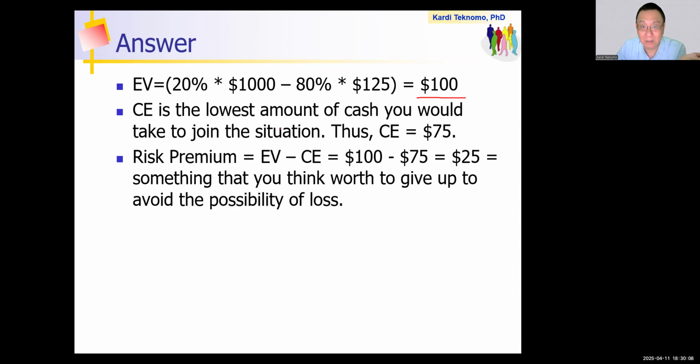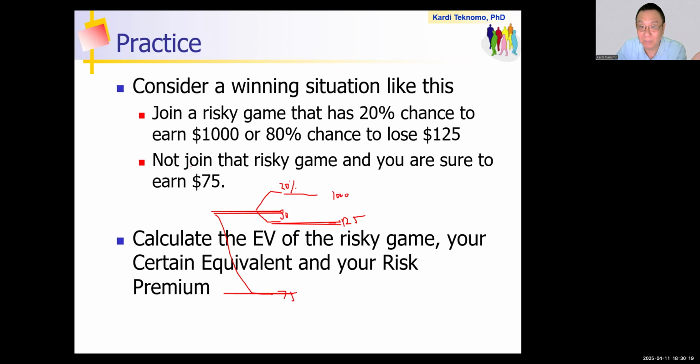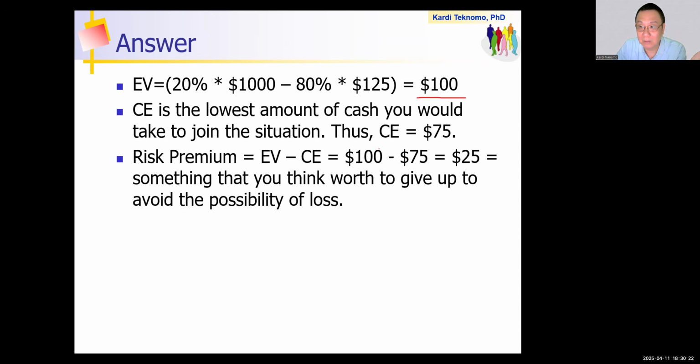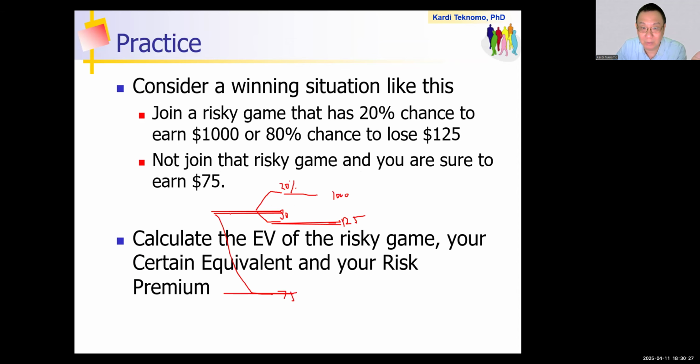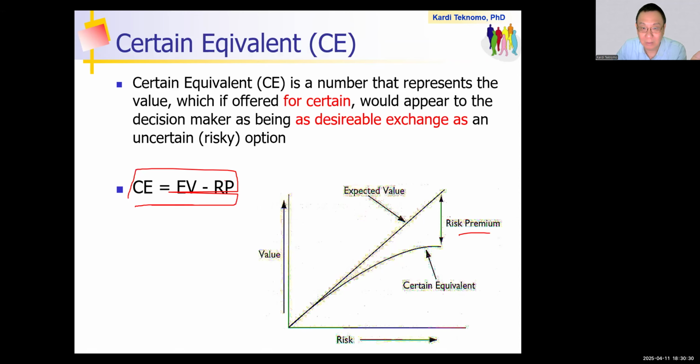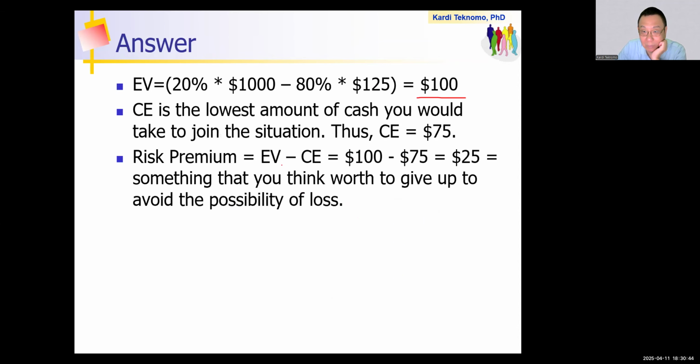The CE is the lowest amount of cash that you will take to join that situation. So in this case, you have positive 75. So the CE is that 75. Then the risk premium is just EV minus CE. So in this case, you get 25.